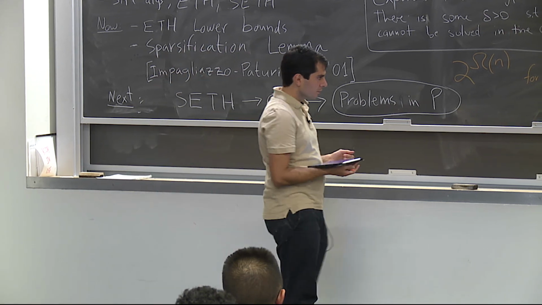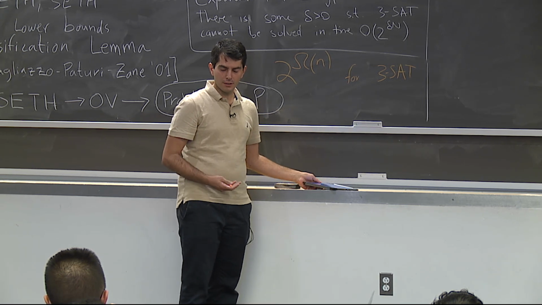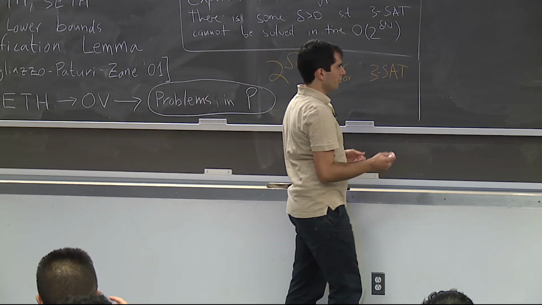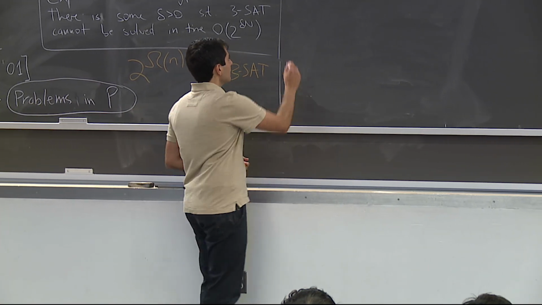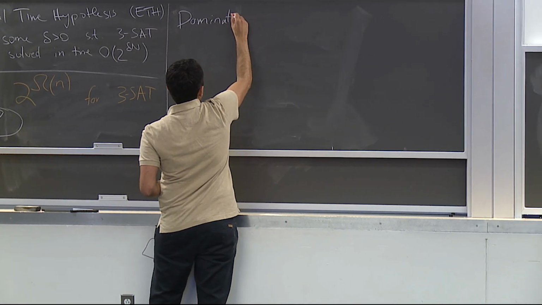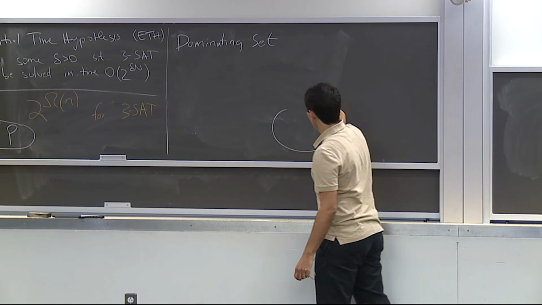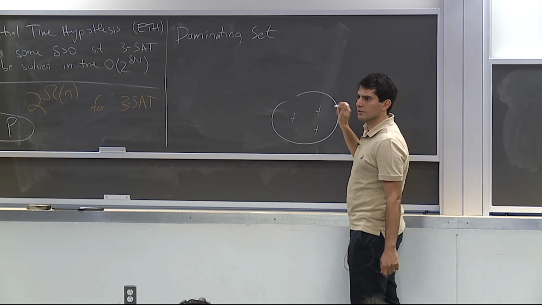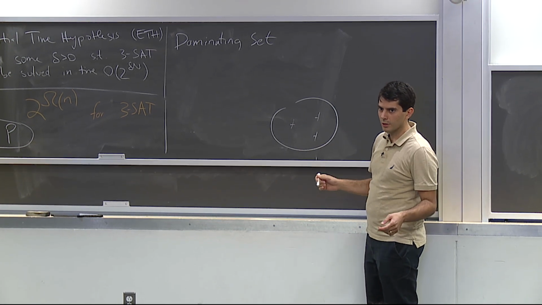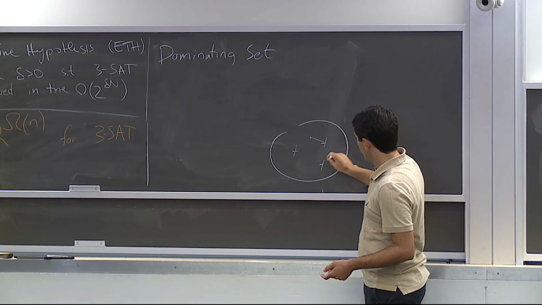OK. So ETH lower bounds. Let's talk about specific NP-hard problems, and try to get a lower bound for that problem. So dominating set is the problem I'm picking today. Dominating set is, you have a graph and you want to find the fewest possible number of nodes that dominate the graph, meaning that they touch all the other nodes. So every node in the graph is either in the set or is a neighbor to someone in the set.